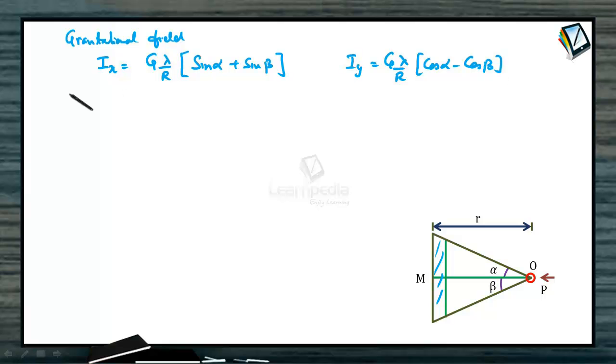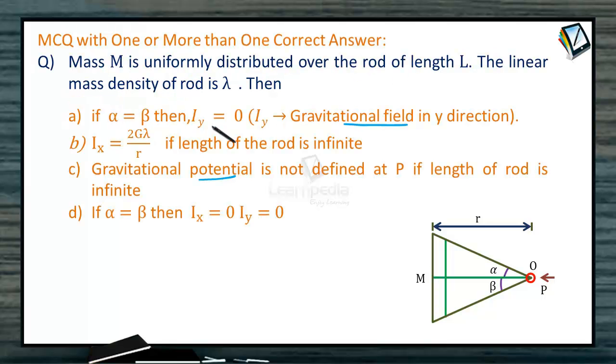Now what you have to do? Take alpha is equal to beta. What do you get here? Ix is equal to, substitute alpha is equal to beta, sin alpha plus sin beta, 2 times, so 2G lambda by r into sin of alpha. Here, substitute alpha is equal to beta. This will cancel. So what you get? Iy will be equal to 0. So directly from the figure we are getting the choice: alpha is equal to beta, Iy is 0. This is the correct option. Ix 0, Iy 0.